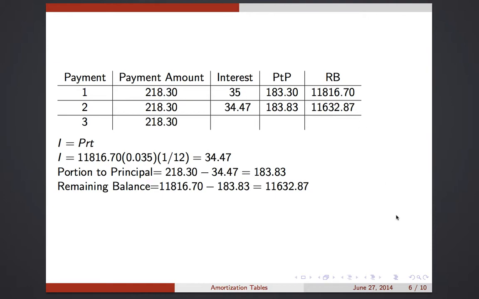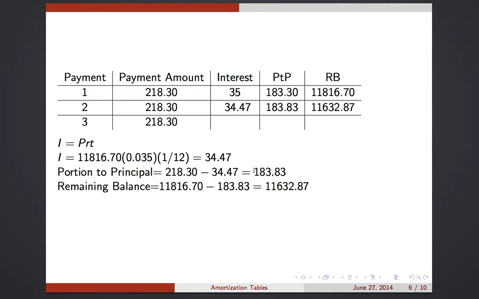Okay. So before we fill out the third row, let me just point out, when you're filling out the second row, you must take into account what happened in the first row, right? You're not using the number 12 grand anymore because you don't owe that anymore. You're using this number, 11,816.70. That determines how much goes to principal. That also determines the new remaining balance.